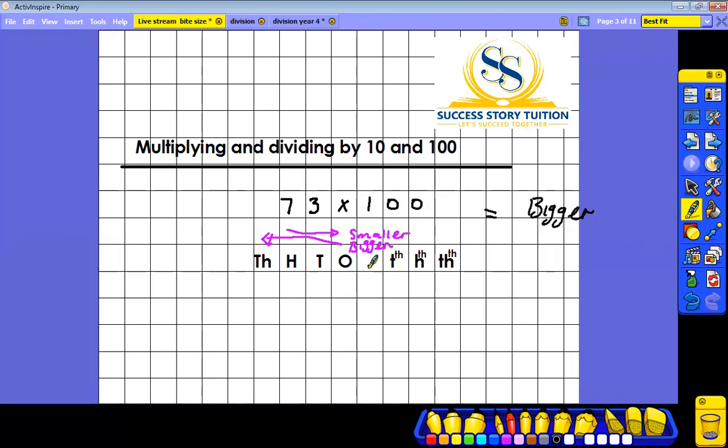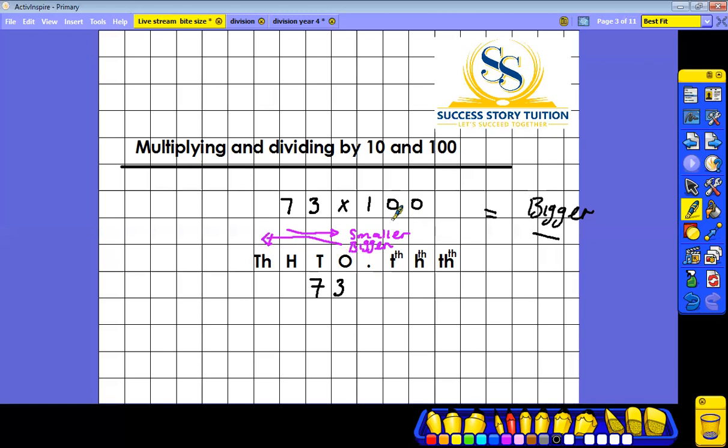Now, the same strategy applies. Here is my place value grid. The first thing I need to do is write down my number 73. So my 70 will go underneath my tens column, and then the 3 will go under the ones column. Okay. Now, we're multiplying by 100. Remember, when you multiply, your answer gets bigger. And so let's have a look. What direction is getting bigger? When we move left, we get bigger. As you can see, ones, tens, 100, and 1,000. So that means we're going to be moving towards the left.